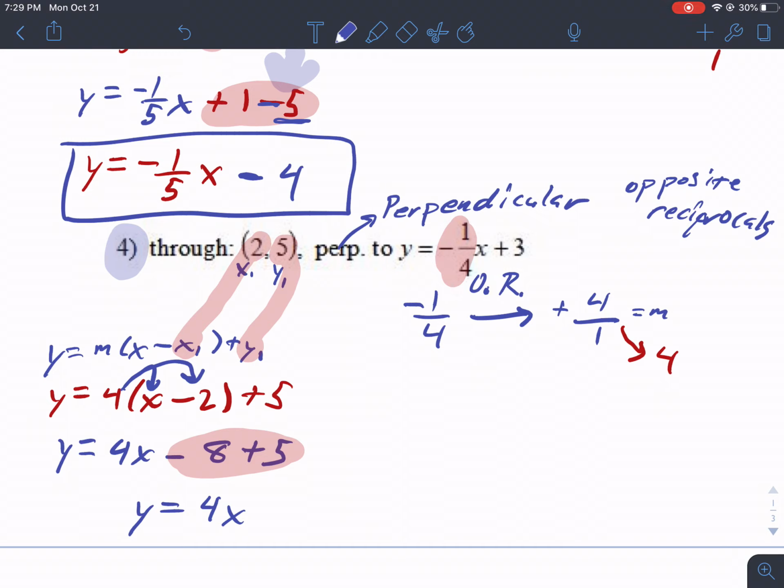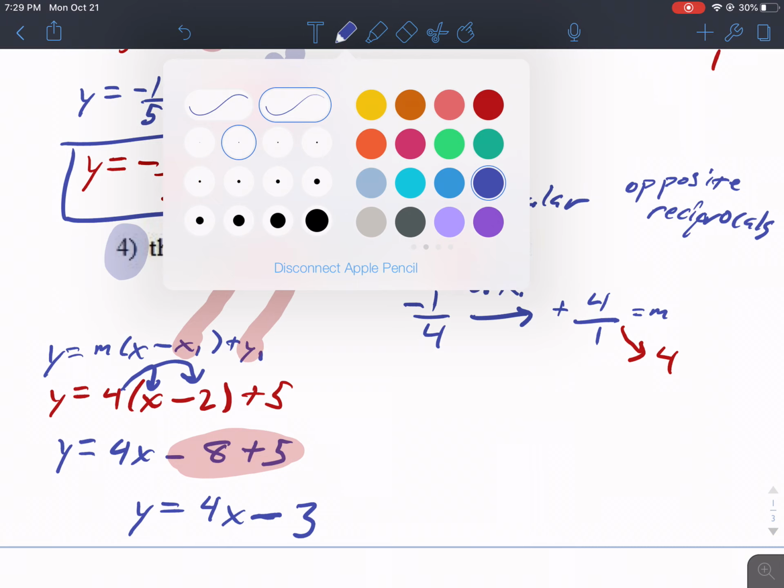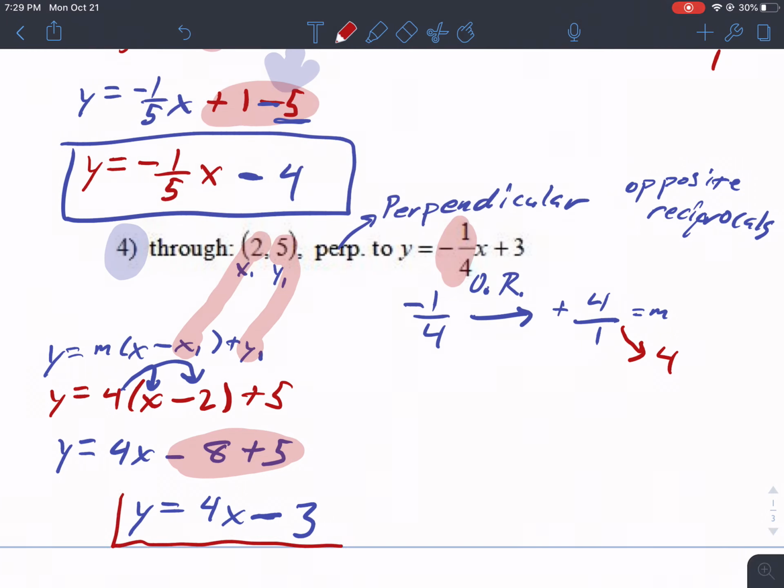Again, notice that 8 is bigger than 5. 8 is a negative number, so you put the negative sign. So now you do 8 minus 5. That gets you 3. And that is your answer. So that equation is perpendicular to the one that we have.